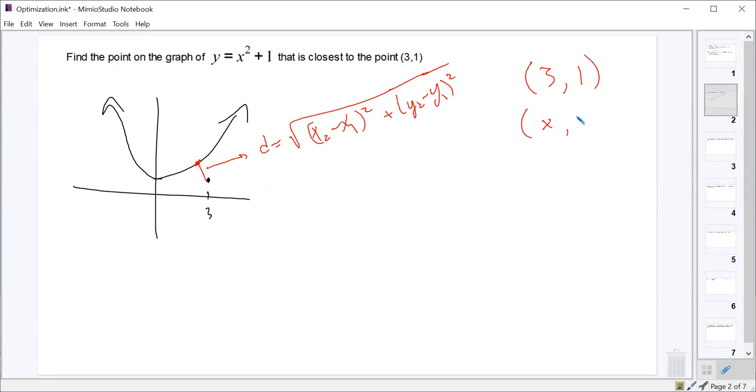The square root of x squared plus 1. Right, just x squared plus 1. So we're looking for the distance between the point (3, 1) and any arbitrary point (x, x squared plus 1), because we know that any (x, x squared plus 1) will fall on this parabola. Good?